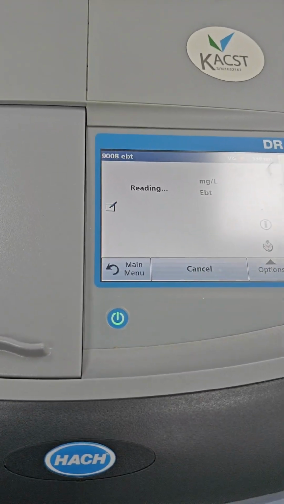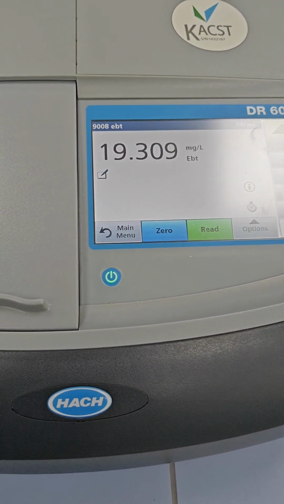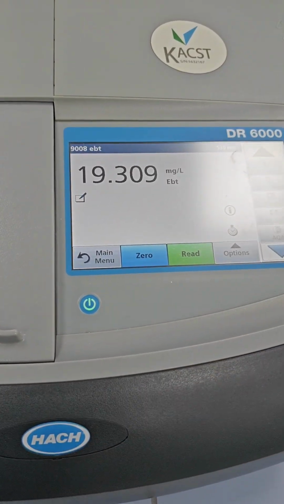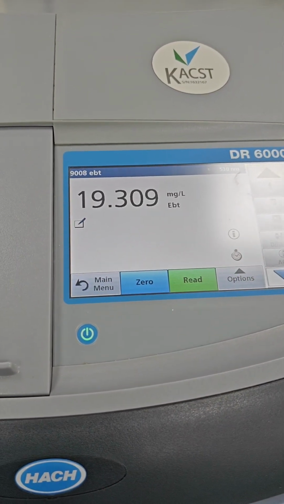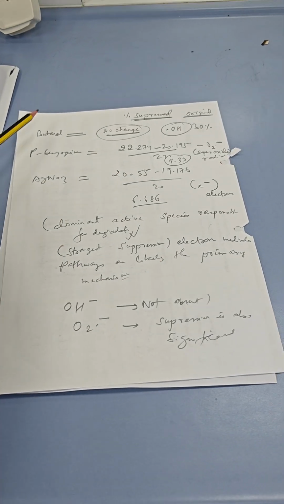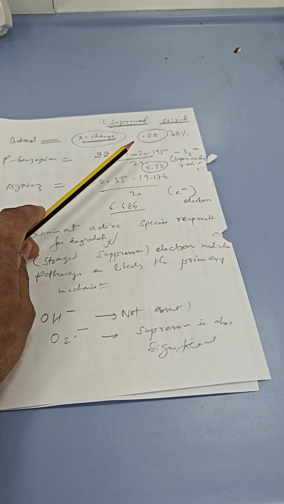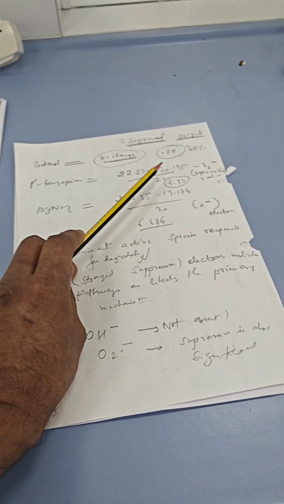Now this is butanol. In terms of butanol, this is 19.309, okay, after adding the scavengers. Now as per the observation, you can see that using butanol there was no change, okay, but we cannot rule out that there is no hydroxyl radical in the mechanism, okay.